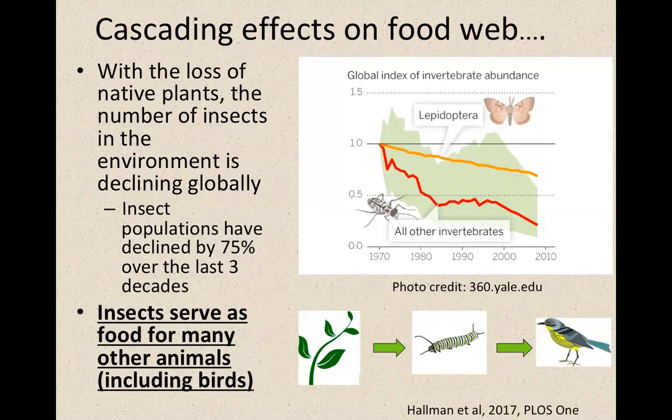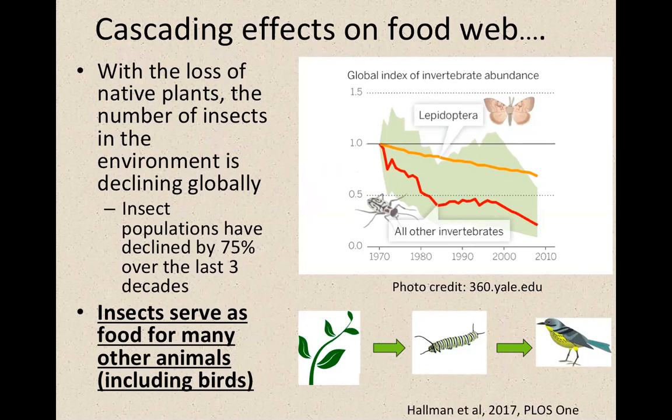And you think about and look at a global index of invertebrate abundance over time. Since the 1970s, we've seen a dramatic drop in insect diversity and abundance throughout the world. And certainly invasive species are infringing upon our native pollinators, which is making it even harder on these insect populations that we've seen decline by almost 75% over the last 3 decades.